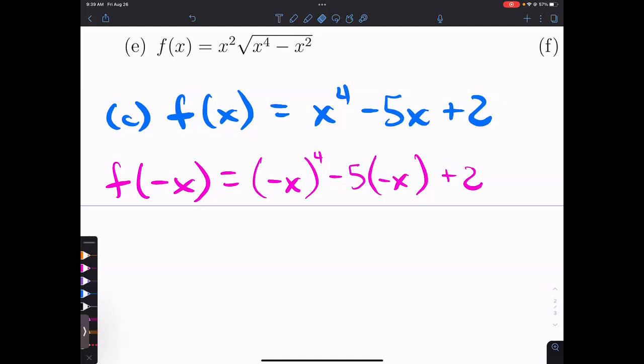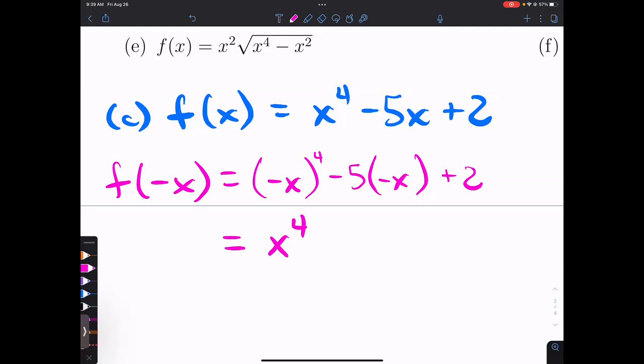This means 4 copies of negative x, right? So what happens when you multiply 4 negatives together? The result ends up being positive because they cancel in pairs, right? Okay, so it's going to be positive there. And there are 1, 2, 3, 4 copies of x. So it's x to the 4th. Is everybody okay with that part?